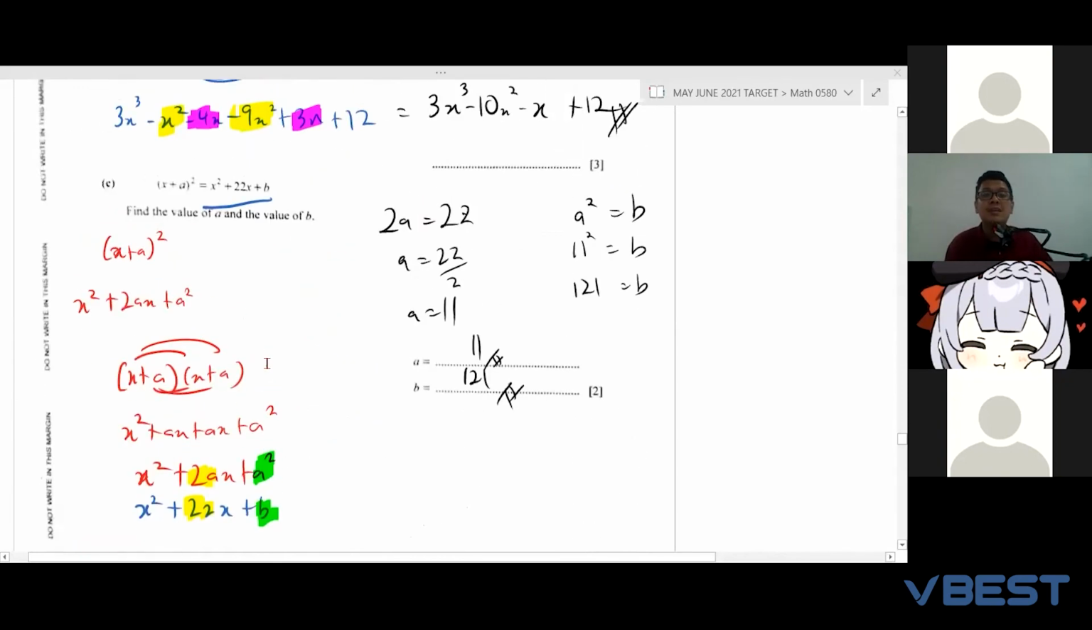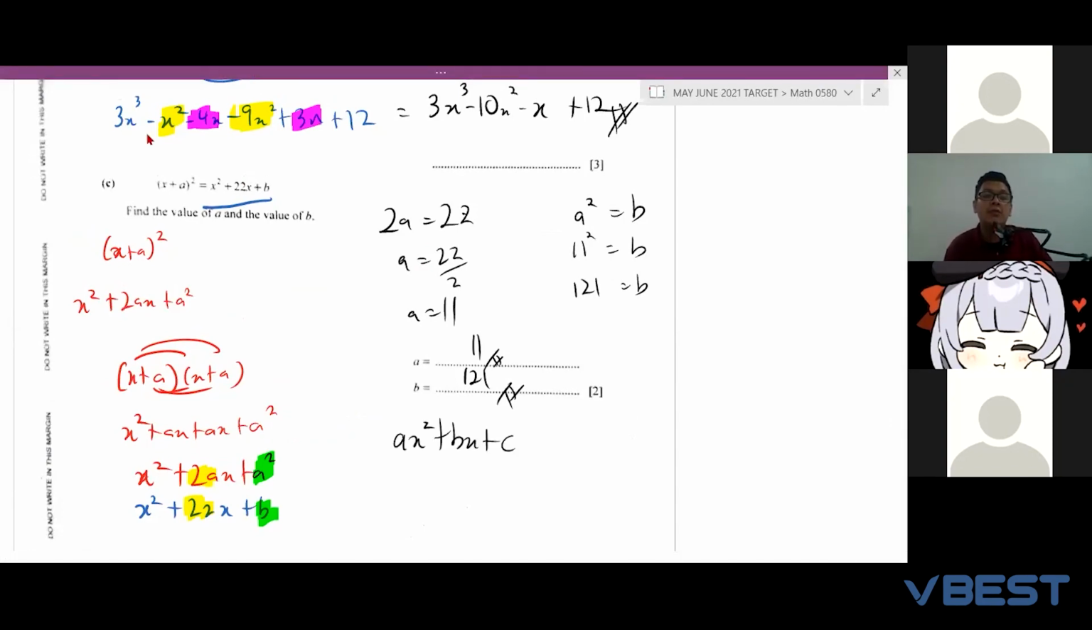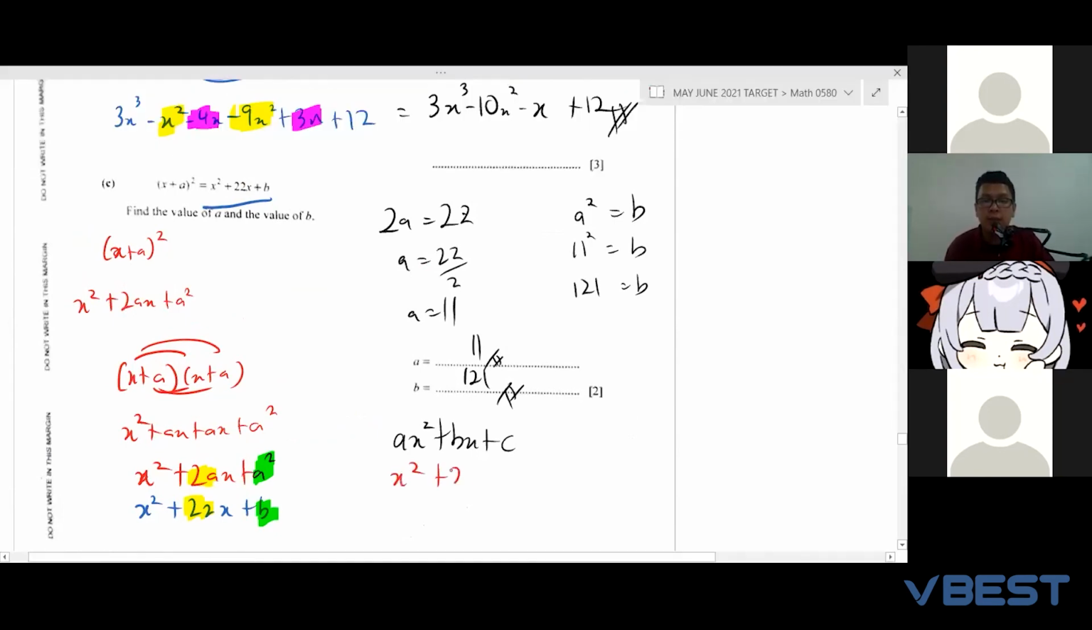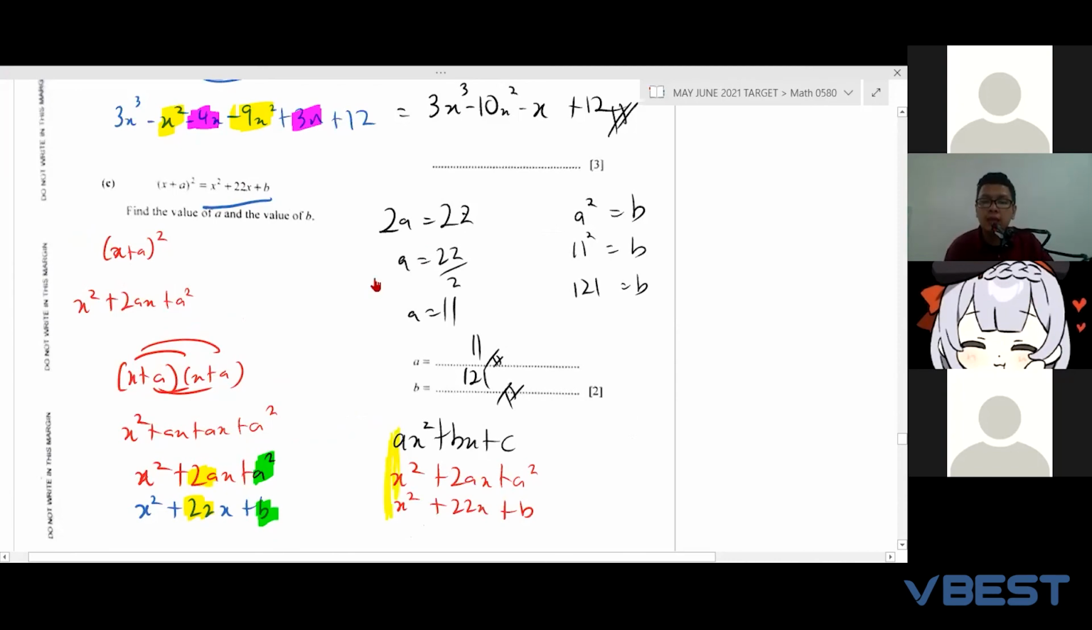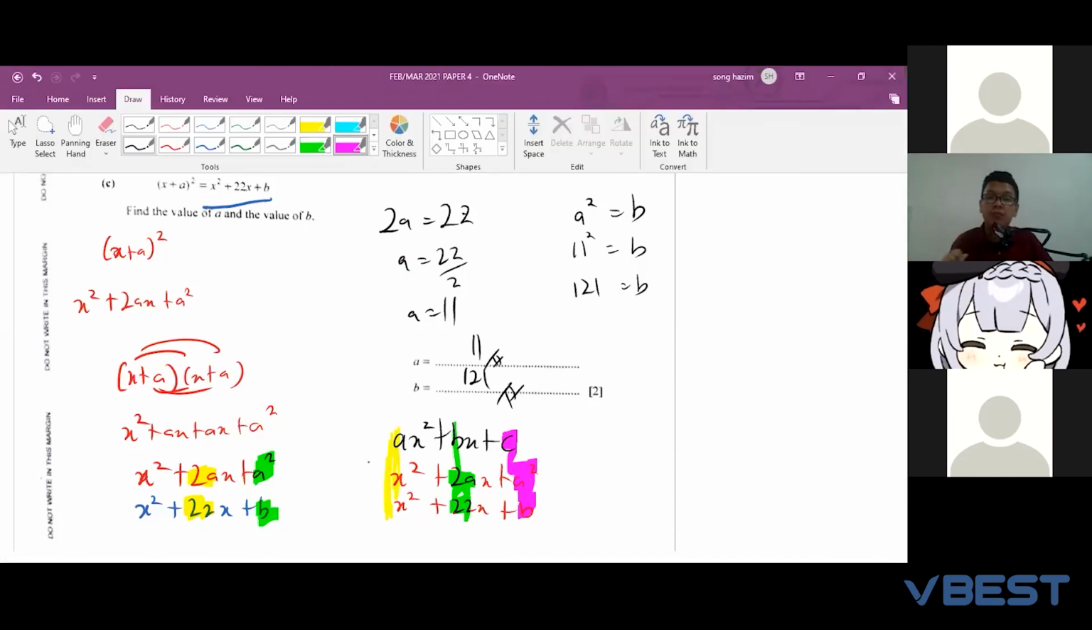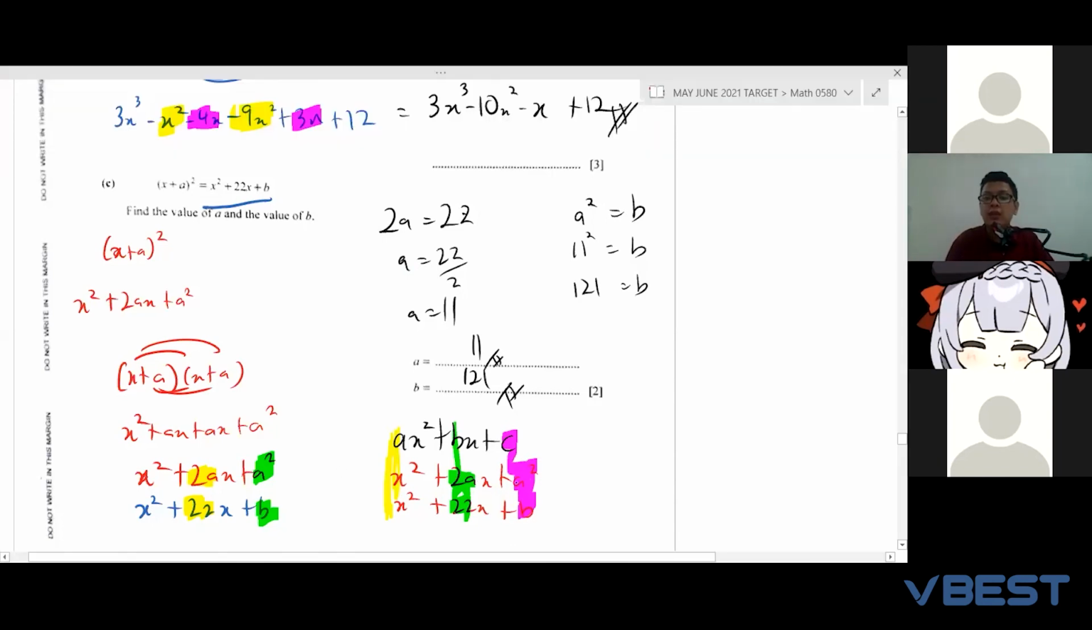It's actually C. You just expand and compare. You should know that the quadratic must have the terms ax squared plus bx plus c. Just compare a and a. Whatever is given here is x squared plus 2ax plus a squared, and the other one given is x squared plus 22x plus b. You compare whatever terms are here. Whatever b here, look at b and b only. Whatever c here, you just compare c with this only. Just compare the coefficients only. I hope from here you can understand. Just 2a equals 22 and a squared must be equal to b.